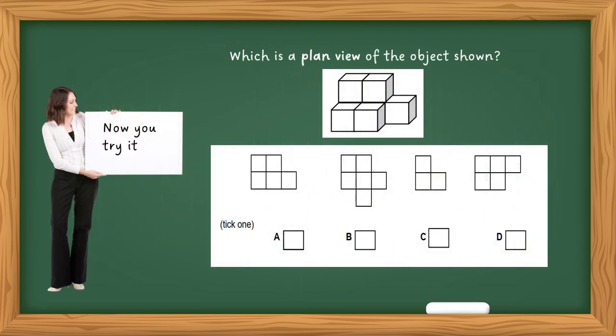Okay, so now you try it. Which is a plan view of the object shown? So pause the video, have a think about it. Which one of these objects here is a match for the plan view of that shape there? Okay, how did you do? If your answer was D, then well done.